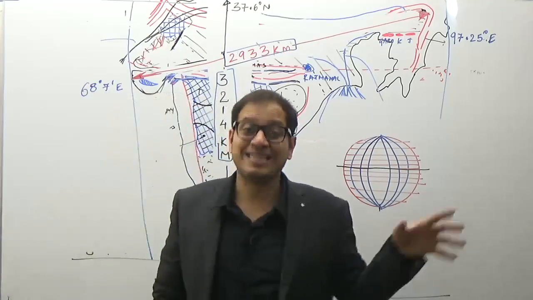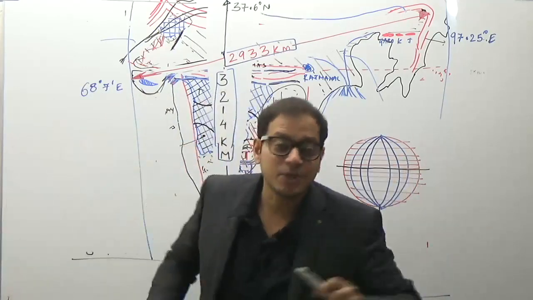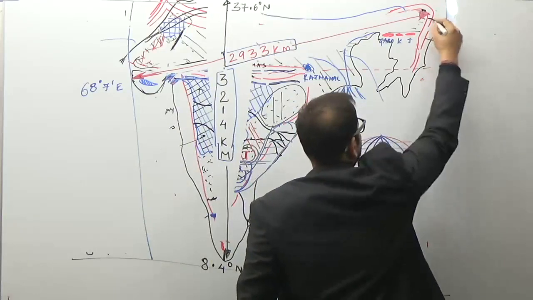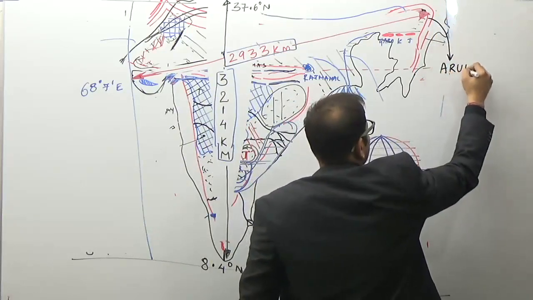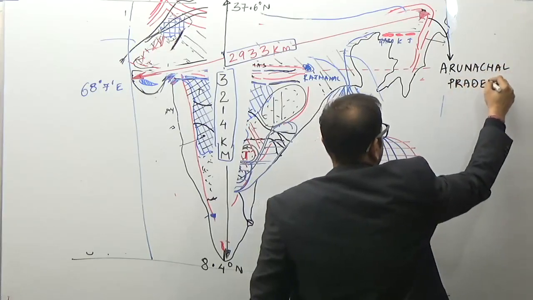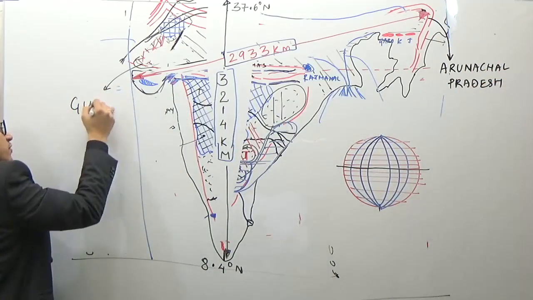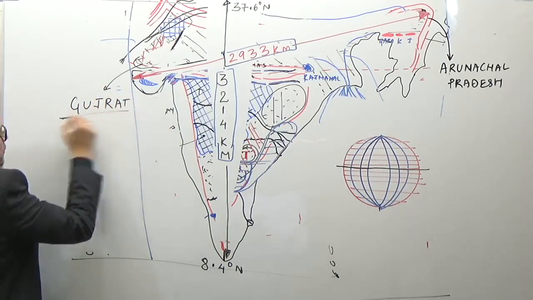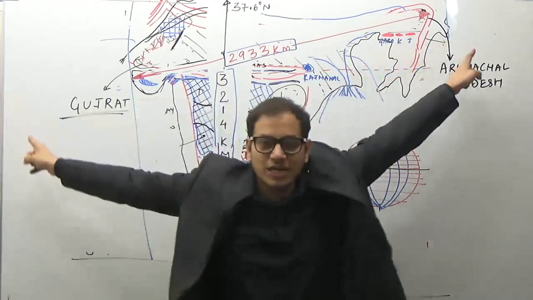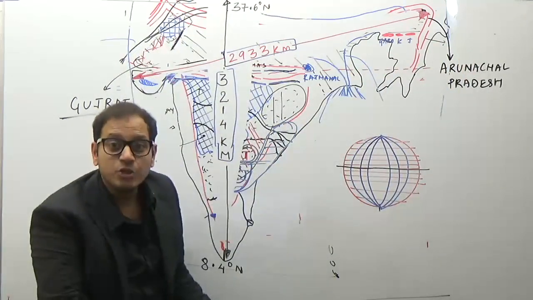Where is this east-west extent maximum? The maximum east-west extent lies between the state of Arunachal Pradesh in the east and the state of Gujarat, in the Gulf of Kutch region, in the west. So the maximum distance in India in the east-west direction is from Arunachal Pradesh to Gujarat, while in the north-south the maximum distance is from Kashmir to Kanyakumari.